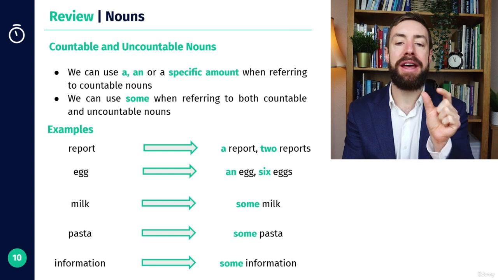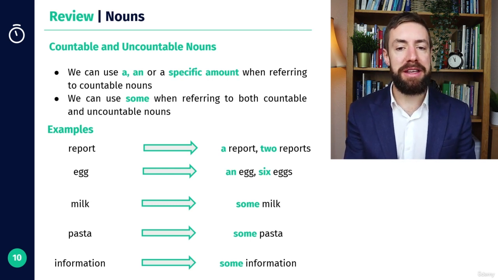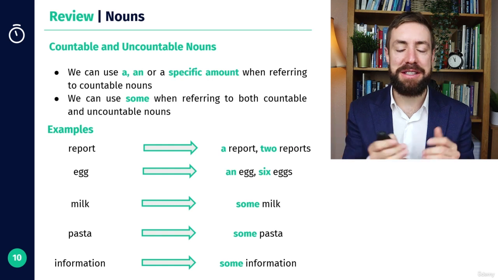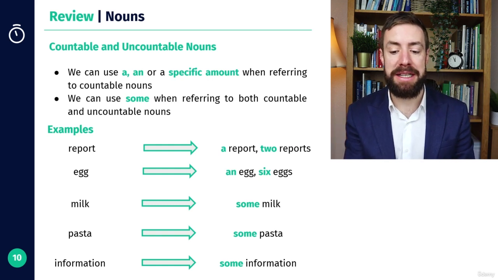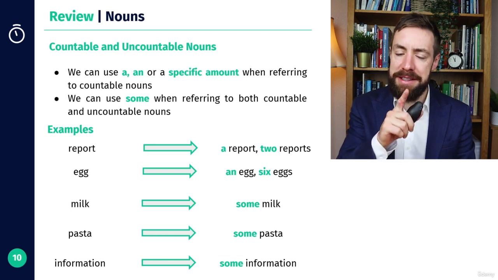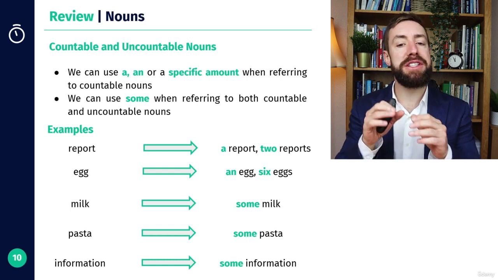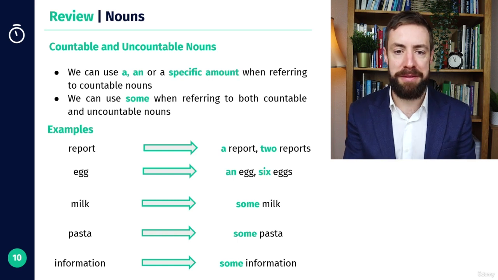So it's an egg or 6 eggs. Milk is uncountable. How do you say, look, 1 milk? How much is 1 milk? We don't know. So we would say some milk. Pasta, some pasta. And information is a very common mistake. People say, I need some informations, but that one is uncountable. So it's information, some information.